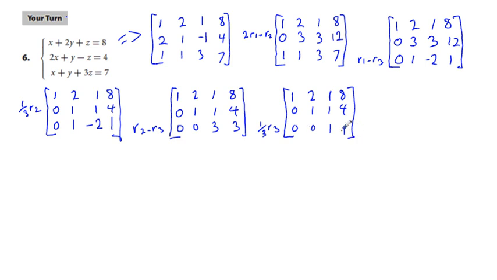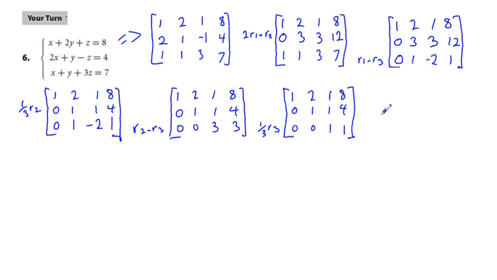And so what we have now is we know the value of z because we have 0x plus 0y plus z equals 1. So we know that z equals 1. But we're going to continue and solve for the y and the x as well.